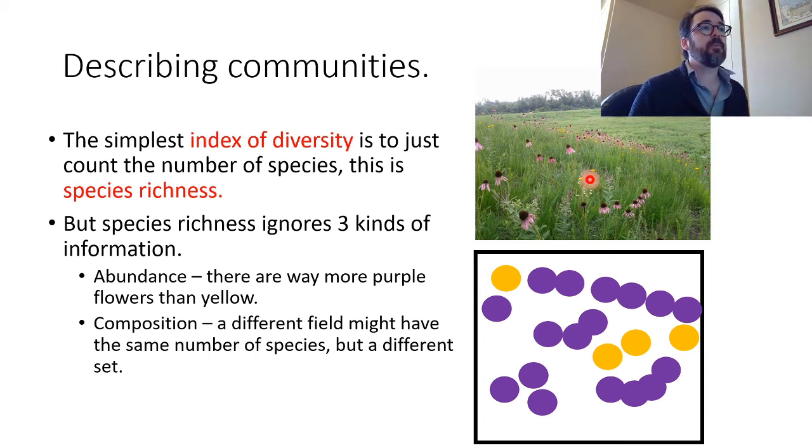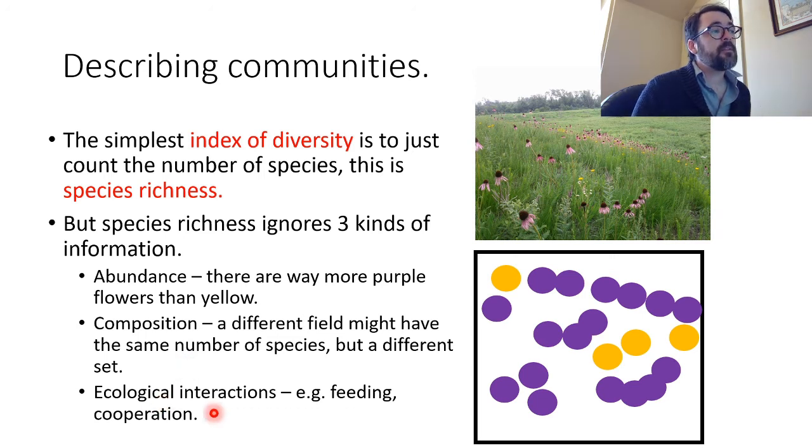And so you might have a completely different field. It has the same number of species. Maybe it even has the same relative abundances of all the different species, but they're all different species. So we've lost that information about composition. And we've lost a lot of the information about how those organisms are interacting with each other. So for example, feeding and cooperation, those kinds of things we could put in that matrix I showed you.